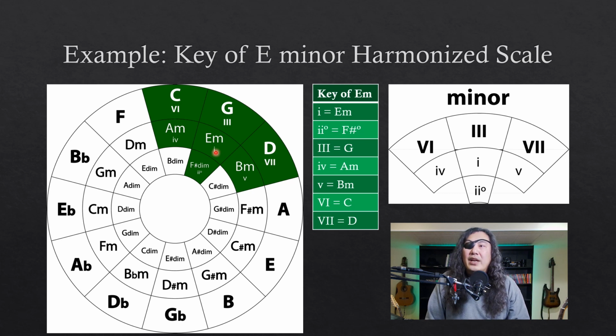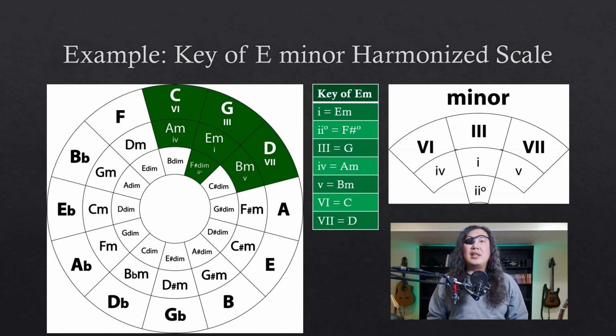Go one ring in to our diminished ring, our innermost ring, and we have our 2 chord, which is F sharp diminished in the key of E minor. You can see it corresponds exactly in the key of E minor to the harmonized scale that we built out manually.